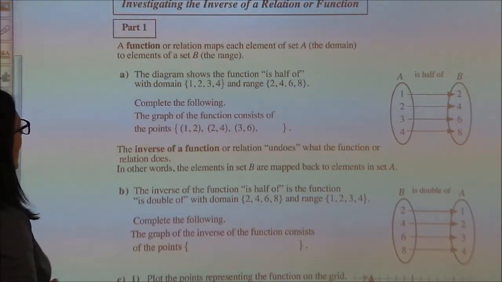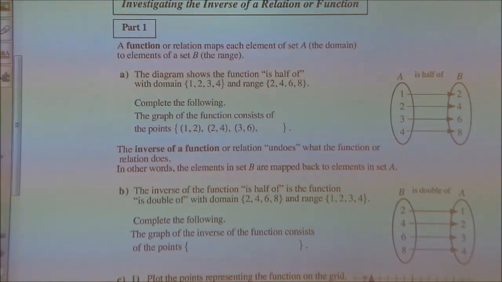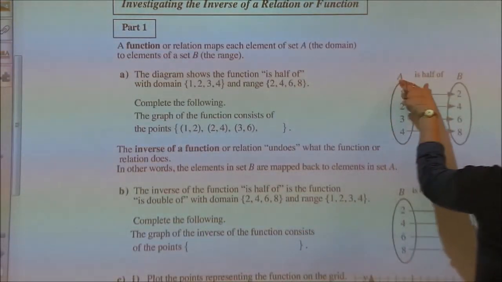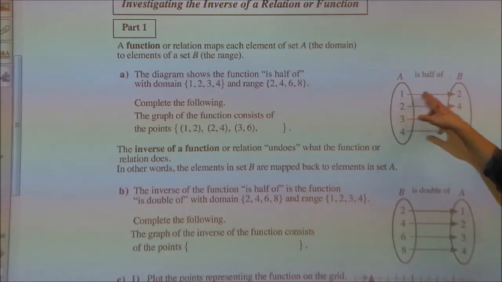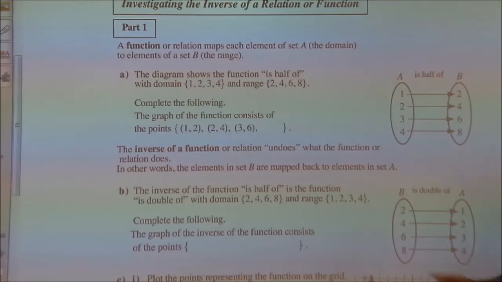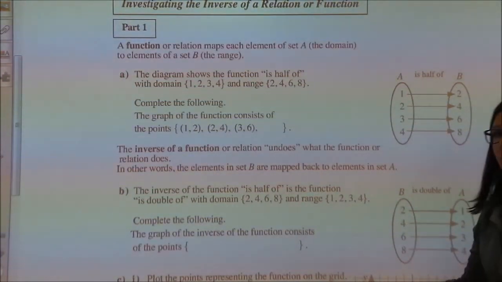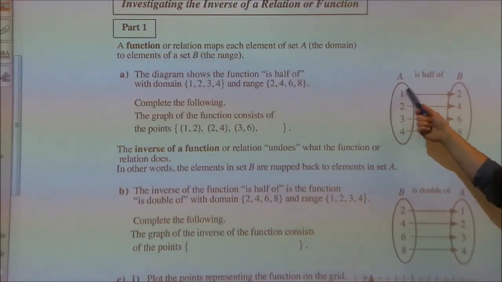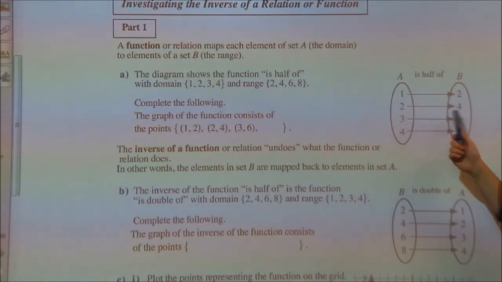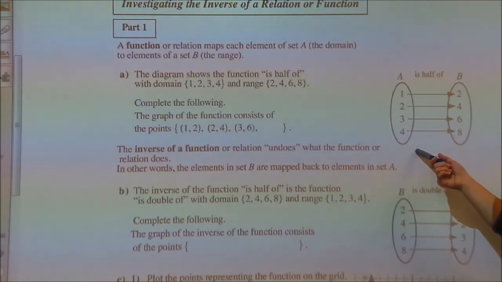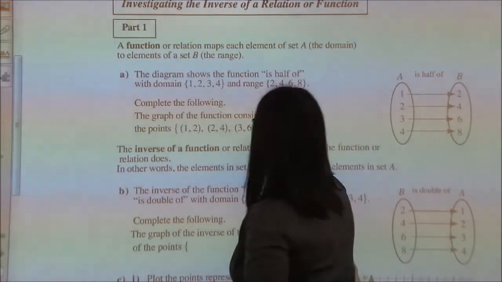So if I look at part 1, a function or a relation maps each element of set A, which we can call the domain, to the elements of set B, which we can call the range. So what I have is that set A is half of set B. So 1 is half of 2, 2 is half of 4, 3 is half of 6, 4 is half of 8. So the domain of this function is 1, 2, 3, and 4. The range would be 2, 4, 6, and 8. If I had to graph this in terms of ordered pairs, I'd have 1 and 2, 2 and 4, 3 and 6, and my last ordered pair would be 4 and 8.